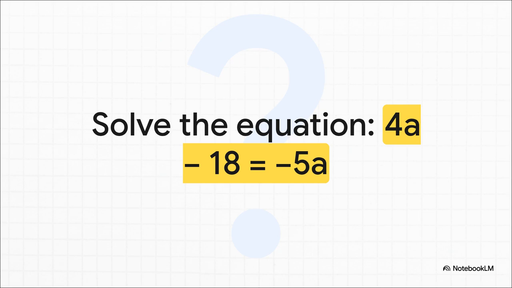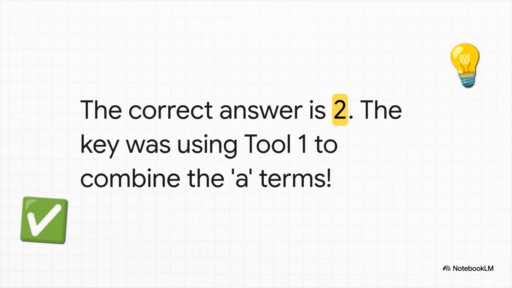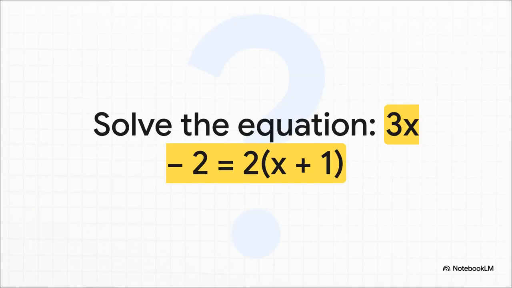You've got a terms on both sides of that equal sign. Which tool from our kit do you think we need to pull out first? The answer is C, 2. And if you were thinking tool 1, you absolutely nailed it. All we have to do is gather the a terms on one side and the numbers on the other. That gives us 9a equals 18, which means a has to be 2. Nice work.